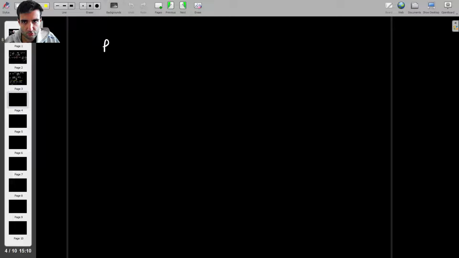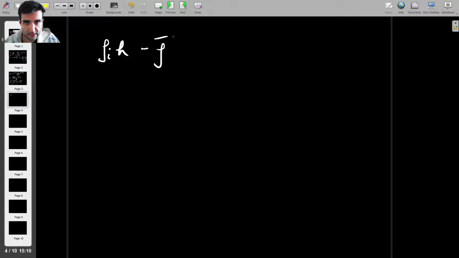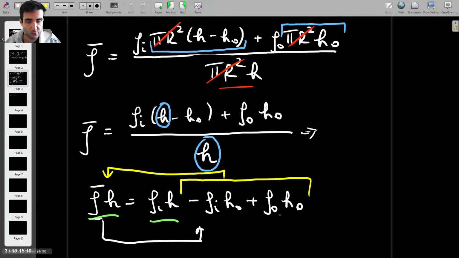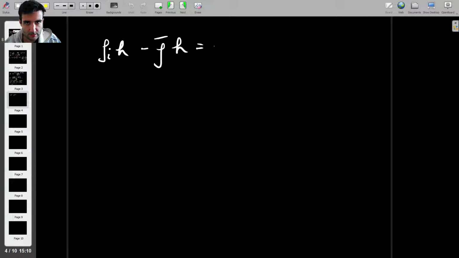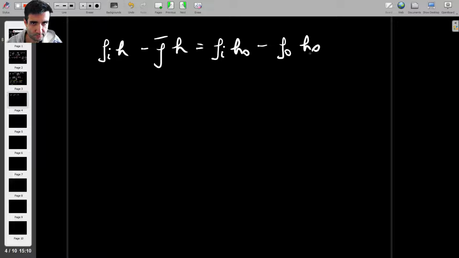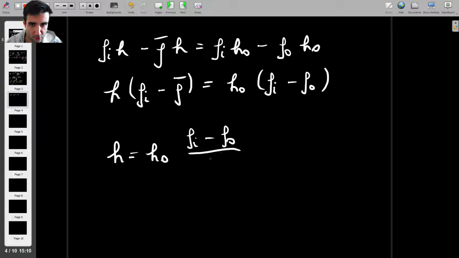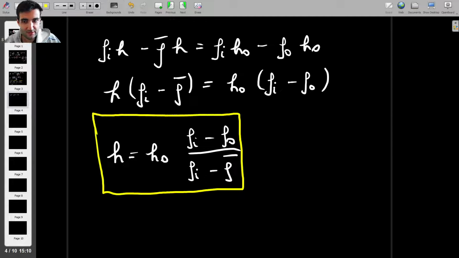So rho I times h minus this, so minus rho dash times h equals, and now when we move those to the other side, we have rho I h naught minus rho naught h naught. So let's factorize a couple of things. We have h times (rho I minus rho dash). This is going to be equal to h naught times (rho I minus rho naught). So h is going to be equal to h naught times (rho I minus rho naught) over (rho I minus rho dash). And this is a very nice final expression.